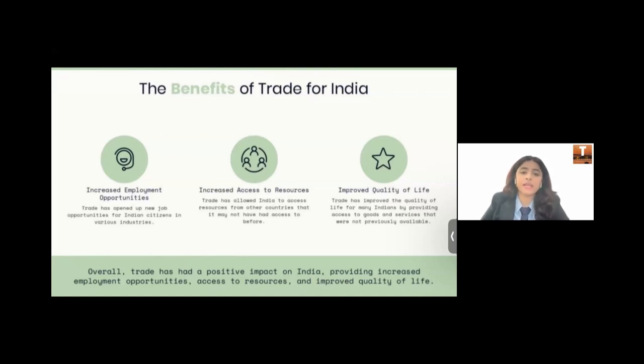Now, second comes the increased export opportunities. International trade provides India with access to global markets by allowing its businesses to export their products and services to customers worldwide.